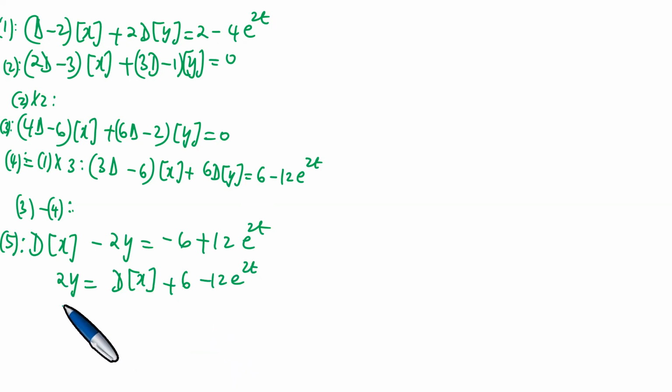At this point, we can divide through by 2, getting Dx plus 3, dividing that 6 by 2. And then you divide the 12 by 2, giving us a 6, and this is e to the twice t. So that's what we are able to obtain, and this is exactly what we get at this point.